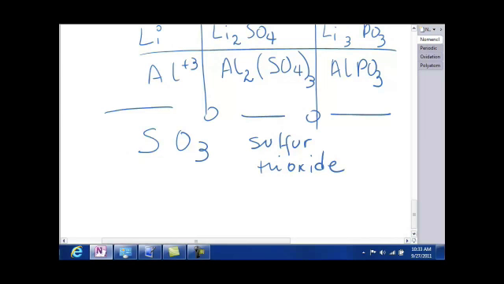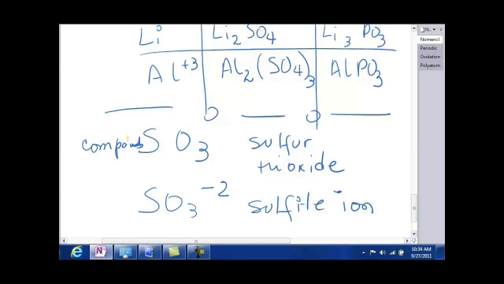do not confuse this guy with this guy. What's this guy? This is a sulfite ion. Okay, so an ion is a charged species, positively charged plus 1 plus 2 plus 3, negatively charged, minus 1 minus 2 minus 3. Do not confuse compounds with ions. Okay, compounds are compounds, and ions are ions.